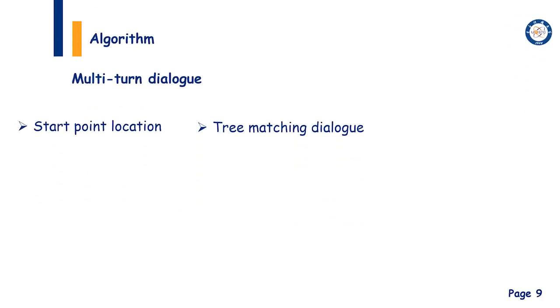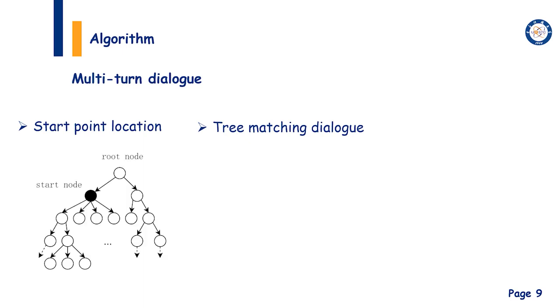In multi-turn dialogue, the dialogue proceeds following the path of the intent slot tree established from the standard corpus. It consists of 2 steps: start point location, and tree matching dialogue. In the mode selection, we have obtained the intent and semantic slots, as well as the matched intent slot tree. Since the user may give more information, we need to locate the start point in the tree instead of simply starting from the root node, as shown in the picture.